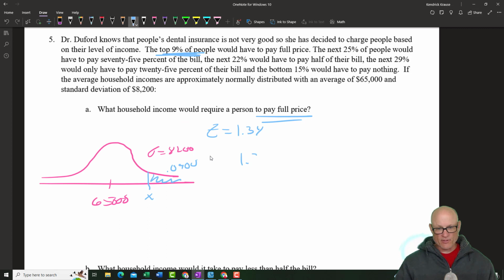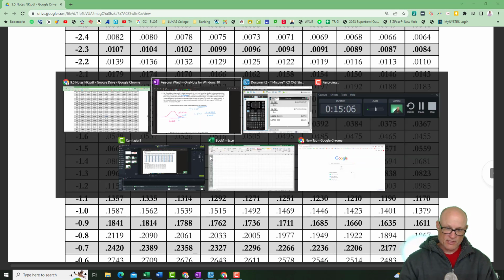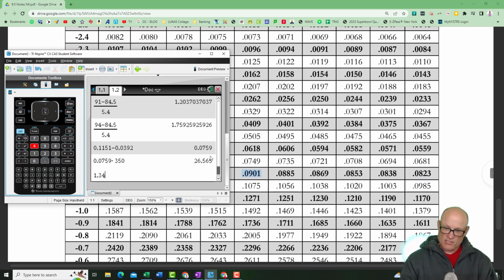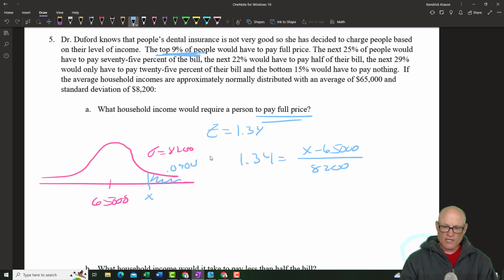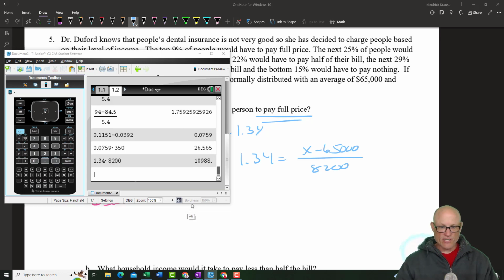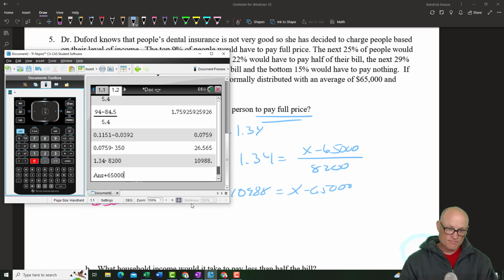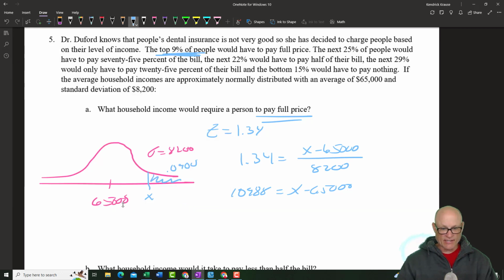So I go 1.34 equals x minus 65,000 divided by 8,200. So 1.34 times 8,200, 10,988, equals x minus 65,000, add 65,000, and I get 75,988. 75,988 equals X.